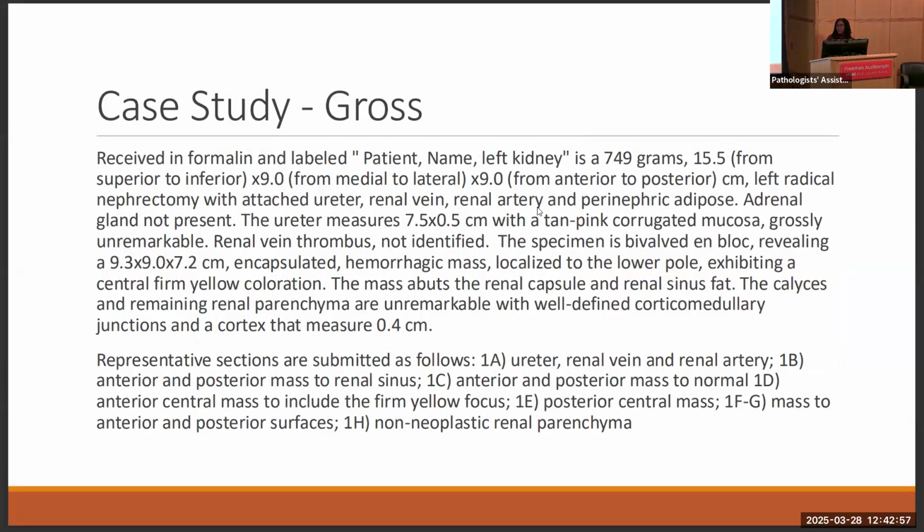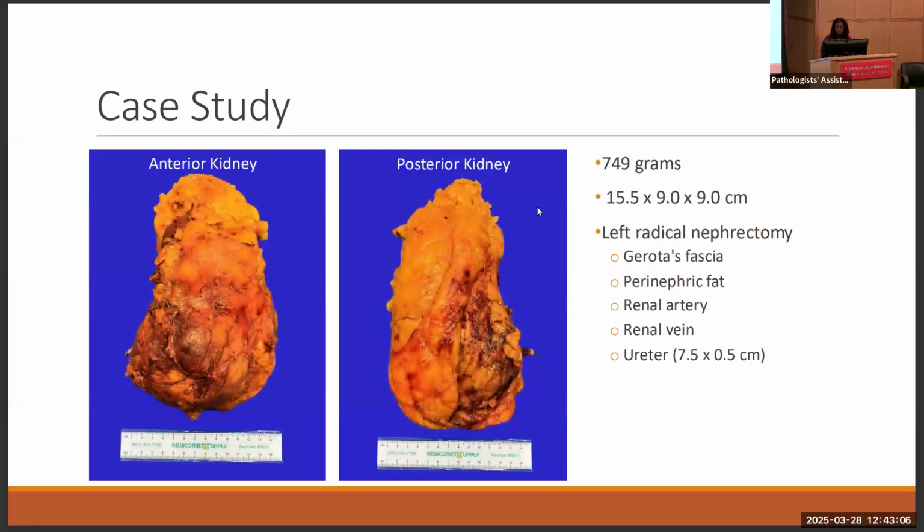This is my dictation. We will not read through it. However, we will cover all of the components that make up my gross. The specimen was a left radical nephrectomy weighing 749 grams, measuring 15.5 cm from superior to inferior, 9.0 cm from medial to lateral, and 9.0 cm from anterior to posterior. The specimen included Gerota's fascia, the perinephric adipose, renal vein and renal artery, and the ureter, which measured 7.5 by 0.5 cm. These are two images of the specimen.